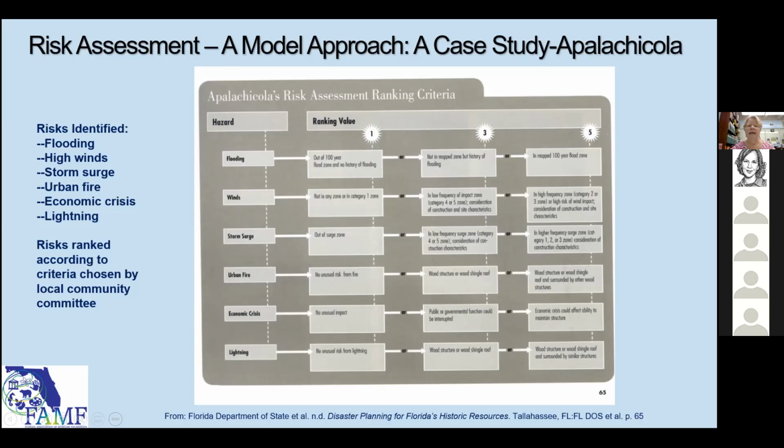The committee developed ranking criteria and an Excel matrix to assess the relative risk of the 6 hazards to each identified historic structure. A total risk score was calculated that allowed various historic resources to be ranked relative to the overall group. And again, in this ranking criteria table, you can see that they have the hazards listing here that they identified. Flooding, if the structure is out of the 100-year flood zone and has no history of flooding, it's a mild risk. If it's not in a map zone but has a history of flooding, it's a higher risk. If it's in the mapped 100-year flood zone, it's an extremely high risk, and so on.